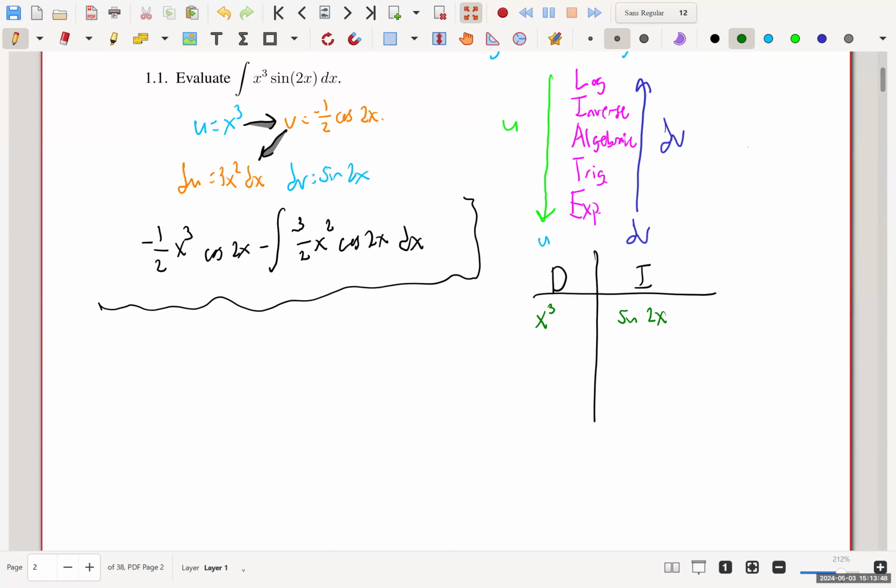Now what we do is we differentiate down the D column until it vanishes, until that derivative is 0. 3x squared, 6x, 6, 0. Okay, we take derivatives until it vanishes. Then we're going to take the integral on the I column as many times as we differentiate it. So we want the same number of rows.